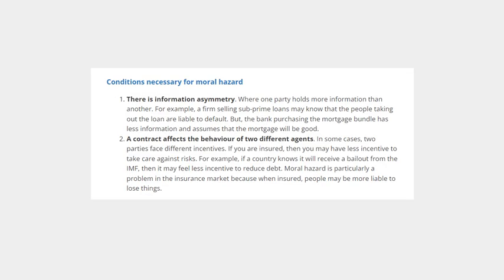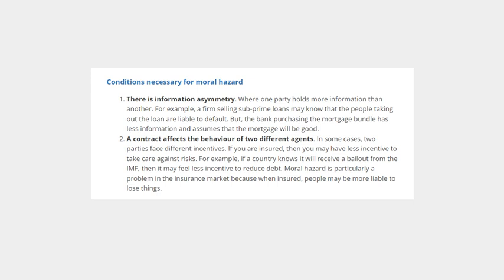Conditions necessary for moral hazard. 1. There is information asymmetry, where one party holds more information than another. For example, a firm selling subprime loans may know that the people taking out the loan are liable to default. But the bank purchasing the mortgage bundle has less information and assumes that the mortgage will be good. And 2. A contract affects the behavior of two different agents. In some cases, two parties face different incentives.